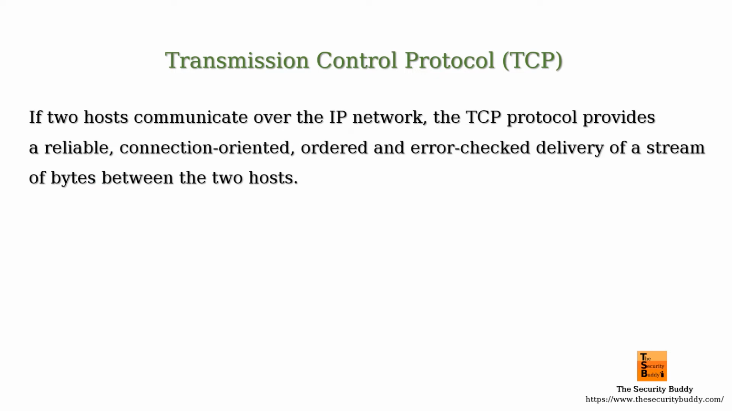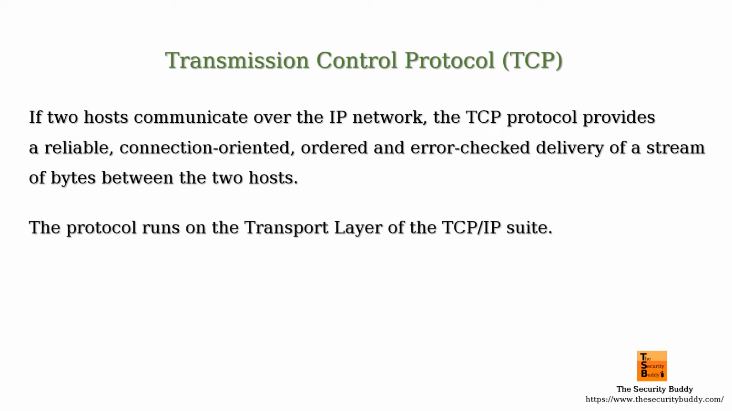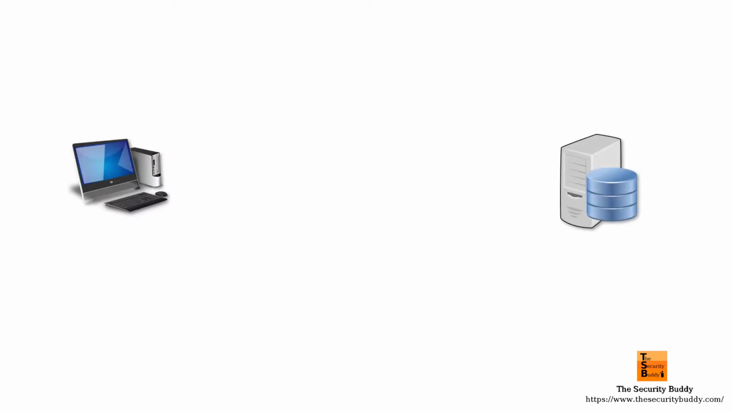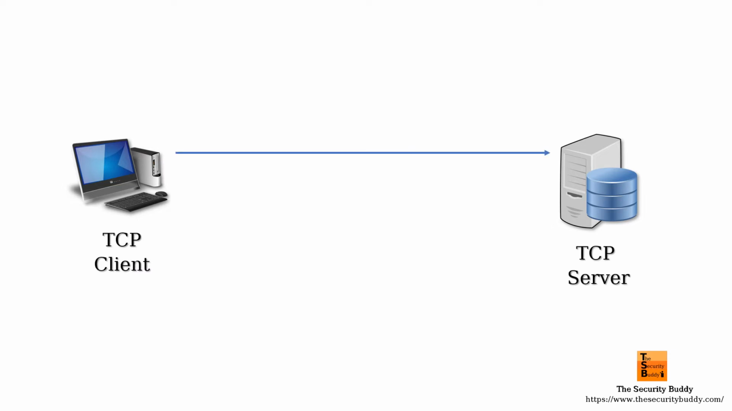If two hosts communicate over the IP network, the TCP protocol provides a reliable, connection-oriented, ordered, and error-checked delivery of a stream of bytes between the two hosts. The protocol runs on the transport layer of the TCP/IP suite. If a TCP client wants to establish a connection with a TCP server, the TCP client first initiates the communication. A TCP handshake occurs between the server and the client, and then a TCP connection is established.